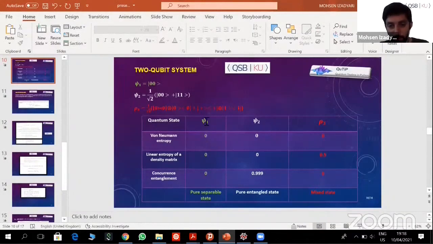As you can see, this is psi1: the von Neumann entropy, linear entropy, and concurrence are 0, and we knew that this is a pure state. And for the second one, our system is entangled, so this is again a pure entangled state because the linear entropy is again 0. But for the third one, the rho or density matrix, it's not entangled, but it's not pure because the linear entropy is 0.5.